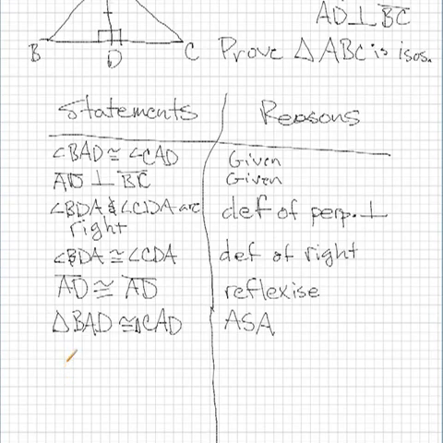And then from here we can say that segment BA is congruent to segment CA by CPCTC. Congruent parts of congruent triangles are congruent.